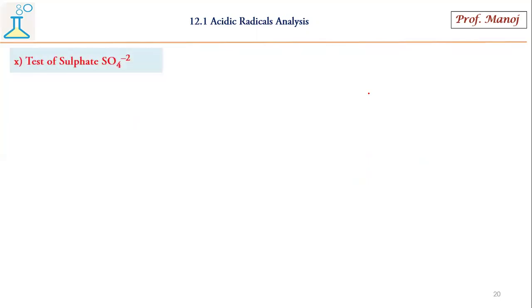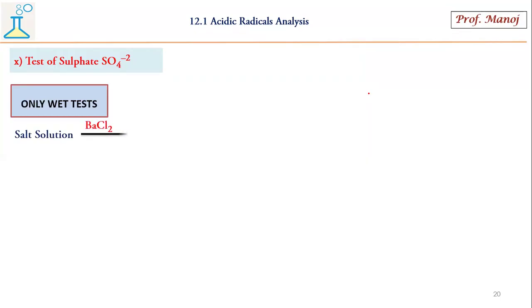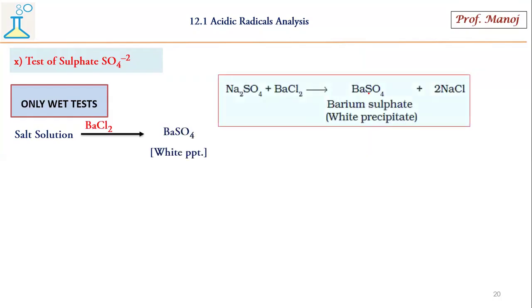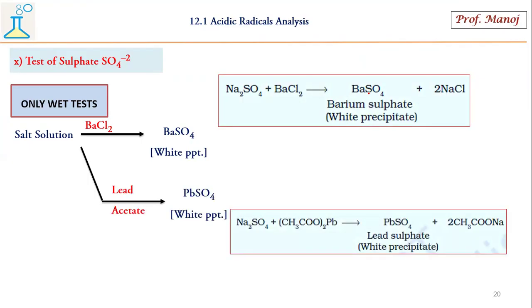Let us go to the last radical of this topic, and then we will start with basic radicals analysis. This is a very, very simple one. First of all, it doesn't have any dry test. It has only a wet test. So the salt solution is first treated with barium chloride. It forms barium sulfate, a white precipitate. And if you want to repeat with another reagent, it reacts with lead acetate also to form PbSO4 white precipitate.